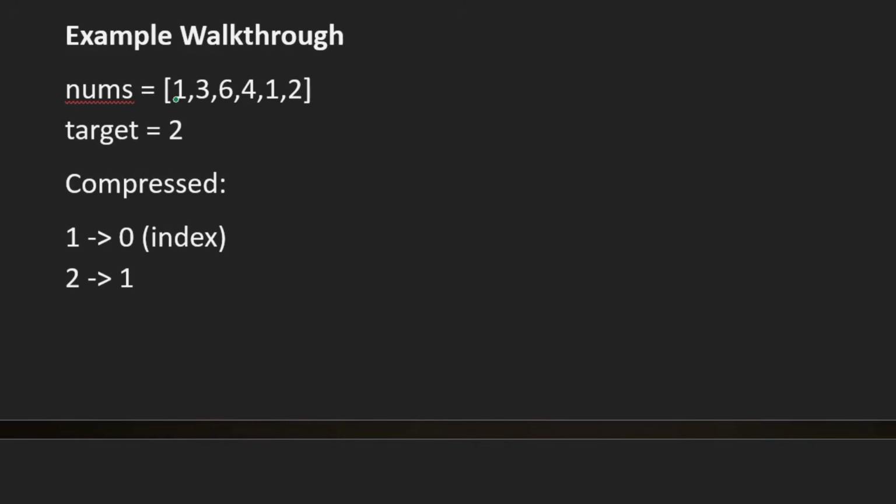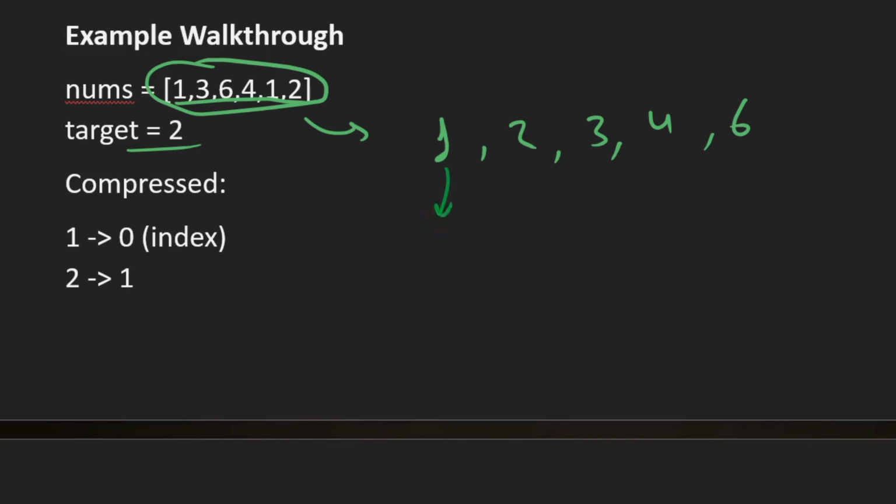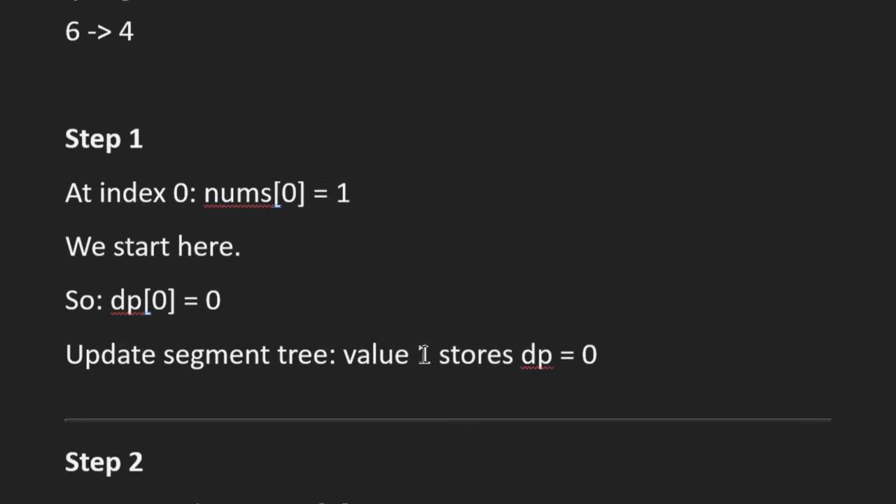So we have taken the same array 1 3 6 4 1 2 and our target k is 2. So first we need to compress the indexes. So we first sort it. So we get 1 2 3 4 and 6. So 1 will get index number 0, 2 will get index number 1, 3 will get index 2, 4 will get index 3, and 6 will get index 4 in the compressed indexes.